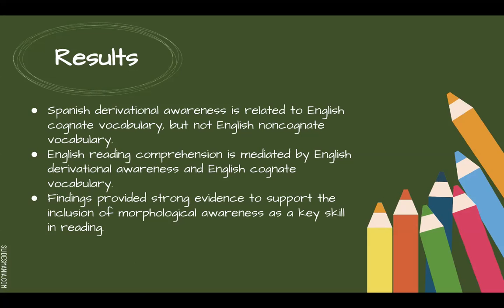And so that facilitated the kids' vocabulary in English, but where it was not a cognate, of course, it didn't make an impact on their ability to increase their English vocabulary. Their English reading comprehension was mediated by English derivational awareness, so if they knew derivational awareness in English and English cognate vocabulary, which there isn't very much. The findings provided strong evidence to support the inclusion of morphological awareness as a key skill in reading.